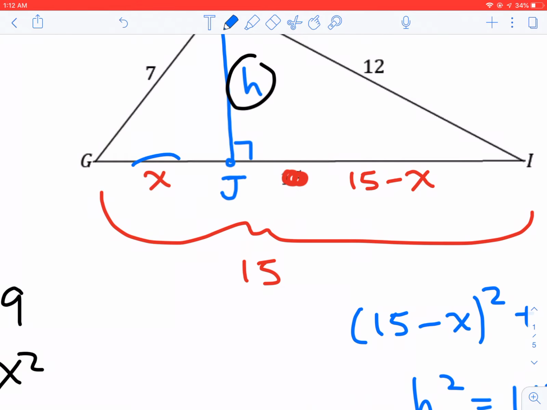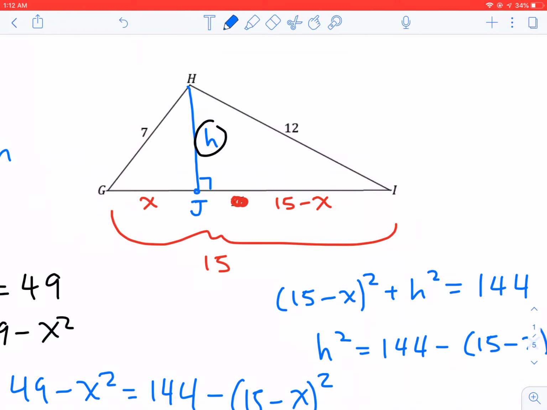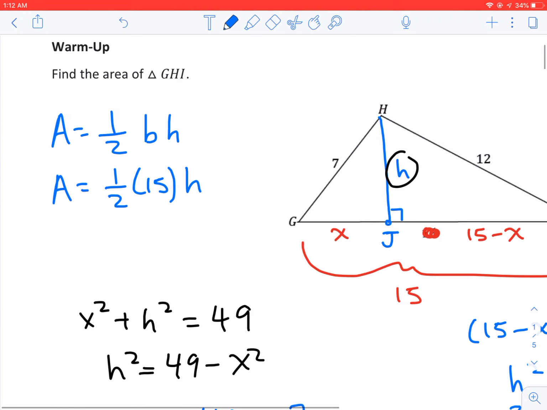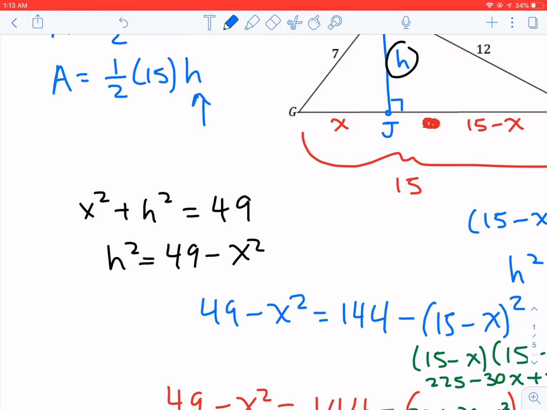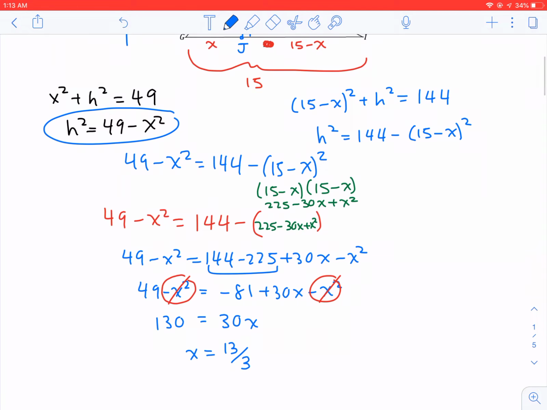If you want, you can find the length of GJ and JI now by plugging in 13 thirds. But that's not necessary. What we were after is the height, right? Because that's the only thing we had to figure out. 1/2 base times height. So let's find the height using any of the formulas we have. I'm going to use this equation.